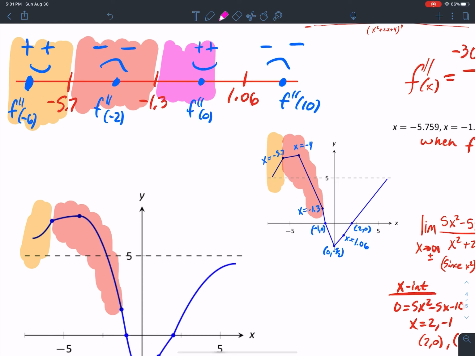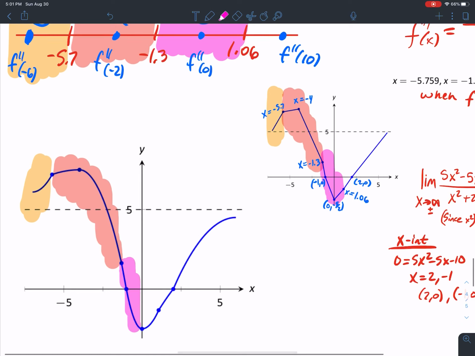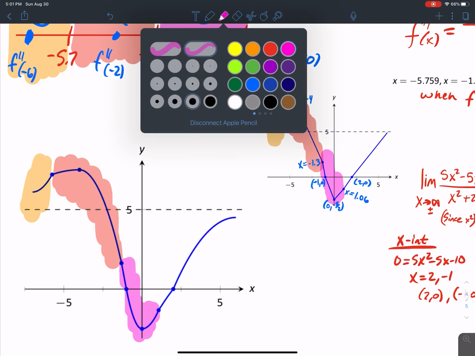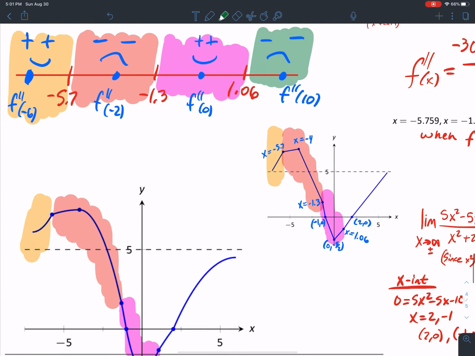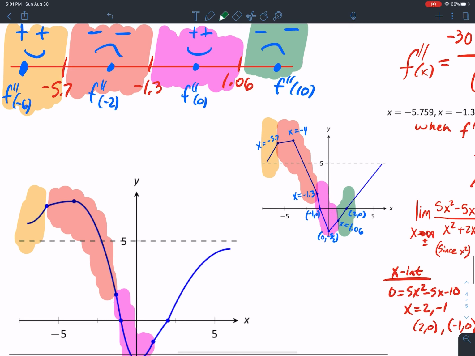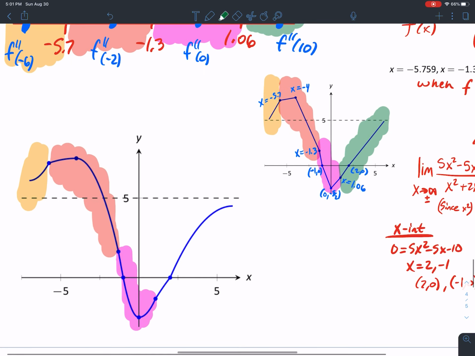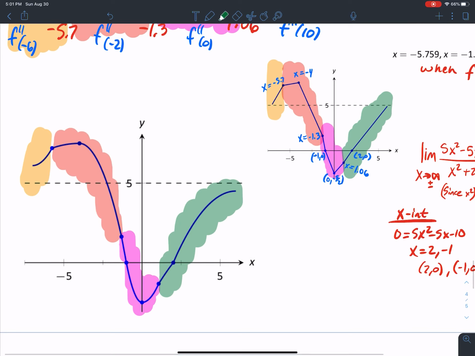Here we are concave up like a cup. So negative 1.3 to 1.06, we're concave up. And then the last one, we are concave down like a frown. So even though we're increasing here, we are concave down at that point, okay?